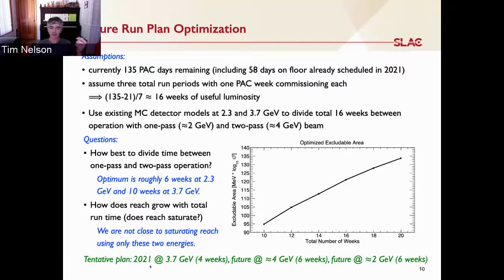So based on this, our tentative plan is to run in 2021 as planned at 3.7 GeV for 4 weeks of data, and then to have two future runs, another run about 6 weeks at 4 GeV, and then a run at about 2 GeV for 6 weeks.